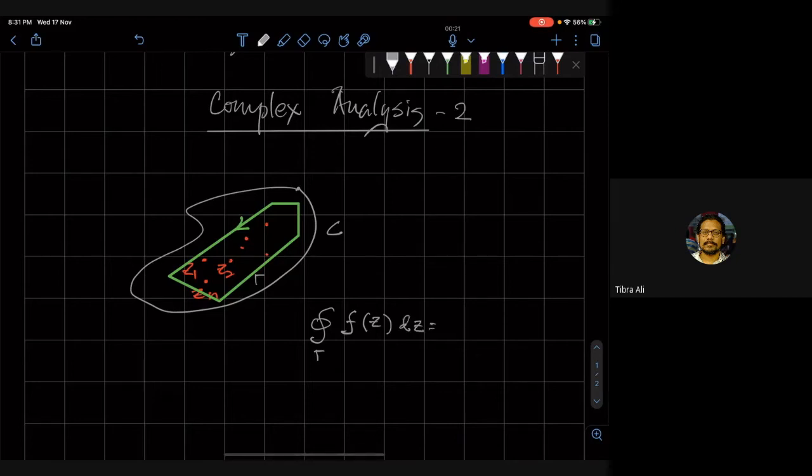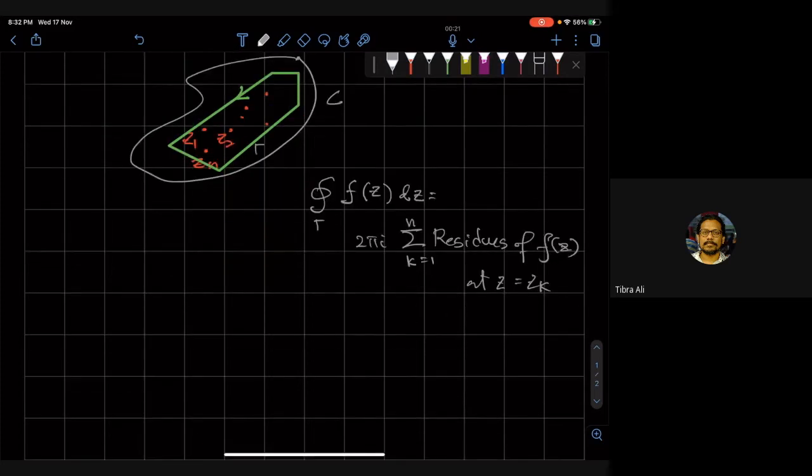is going to be given by 2 pi i times the sum over all the residues of the function f of z at z equals zk.